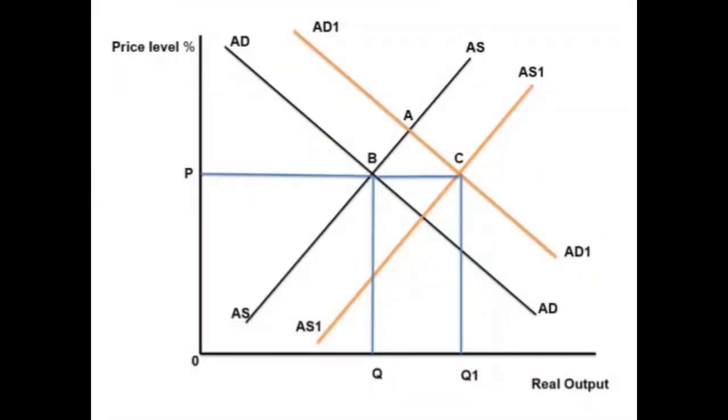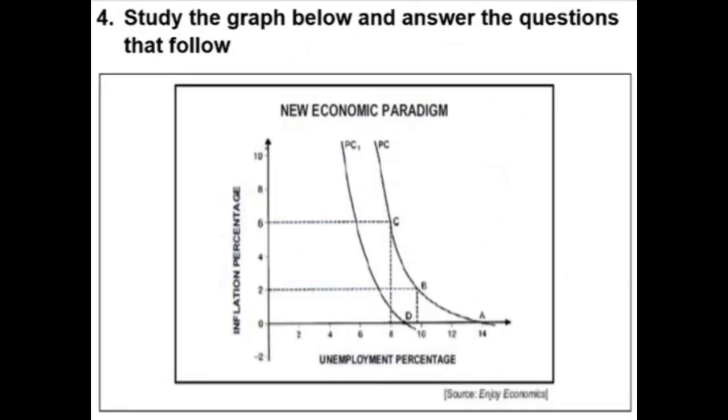Okay, so now we're going to skip that one. We are moving to this one because I see there's no questions there. Study the graph below and answer the questions. So we see the heading is the new economic paradigm. And we see here on the side, it's marked as inflation. And here we see unemployment. Who doesn't have a job? Philip. This is a Phillips curve.